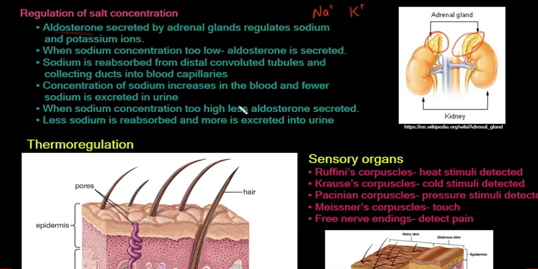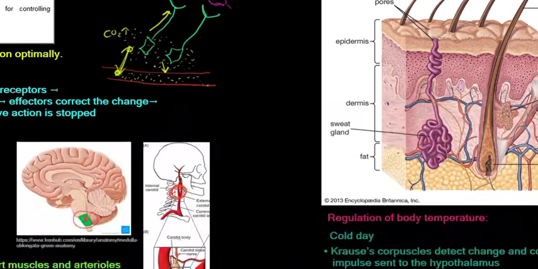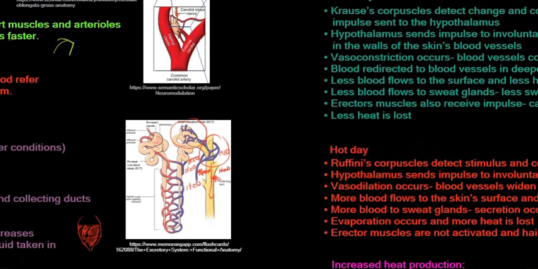When sodium concentration is too high, less aldosterone is secreted, so less sodium is reabsorbed and more is excreted into urine. That's the basic stuff. So if we just look at the diagram that we just looked at, there's a sodium pump and everything.